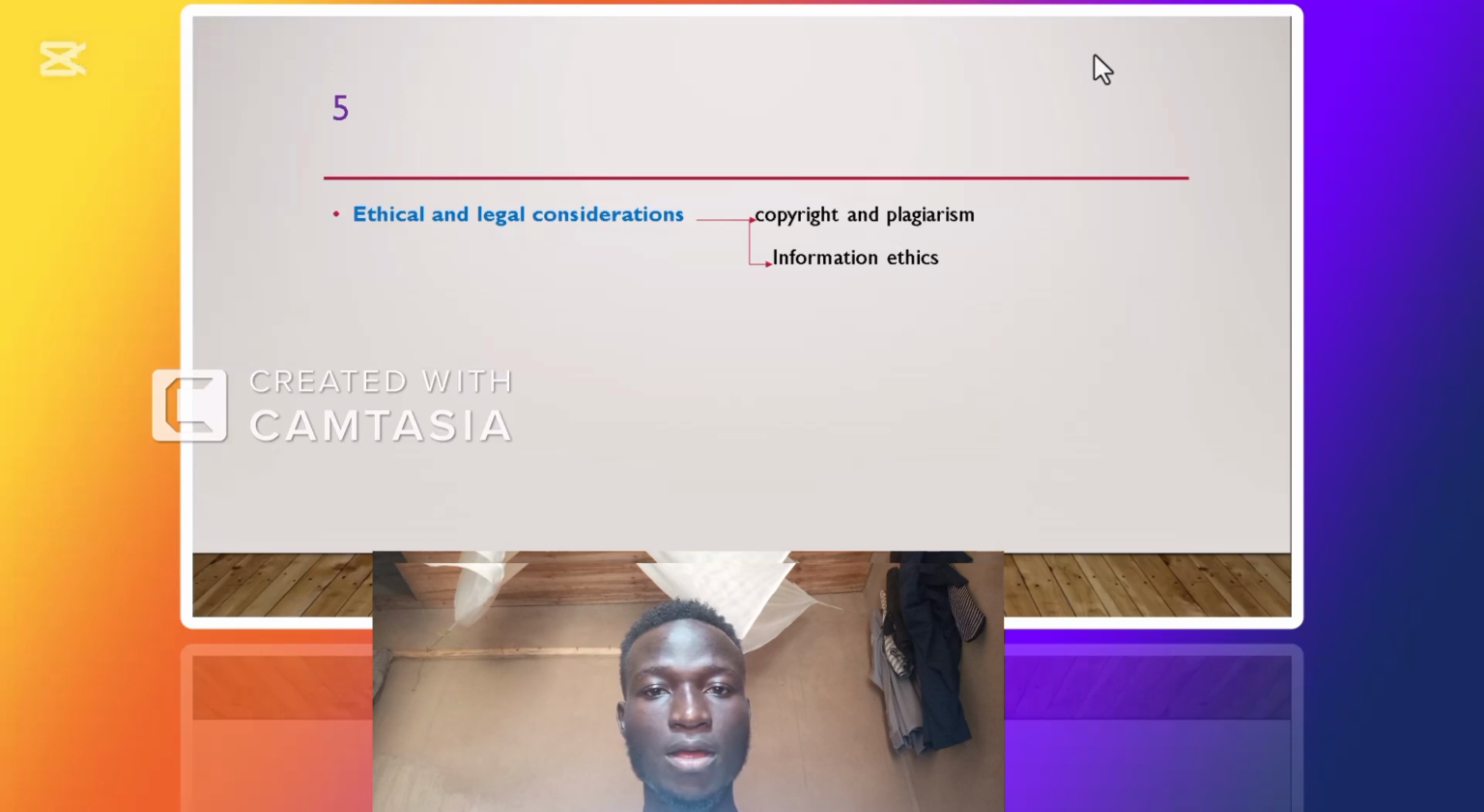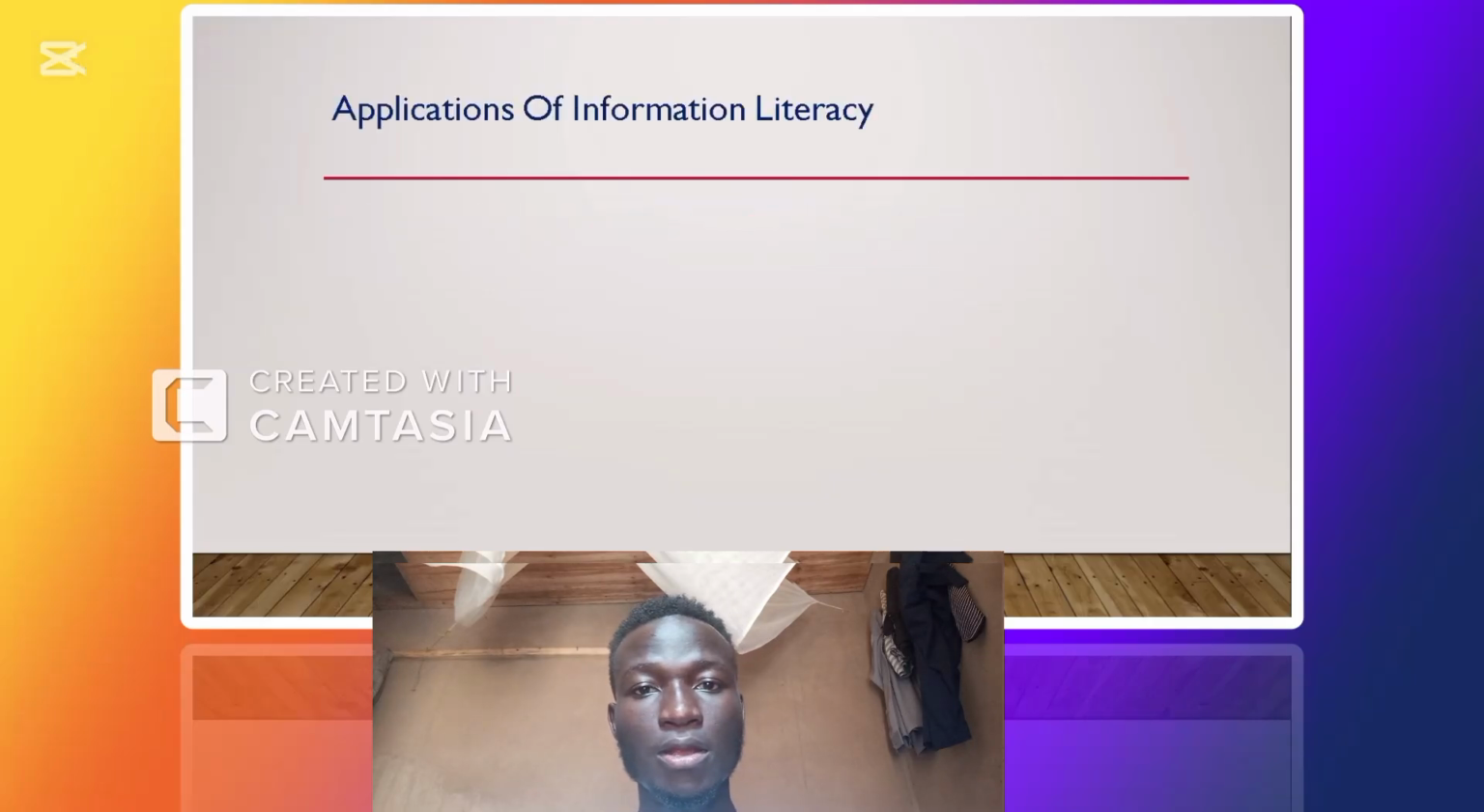Because you need to consider the previous author from which you're getting the information. I think this is all we can talk about under this ethical consideration. So let us continue and look at the application of information literacy in everyday life.